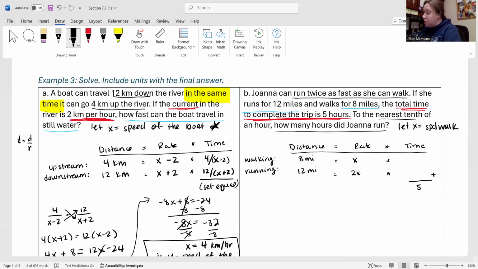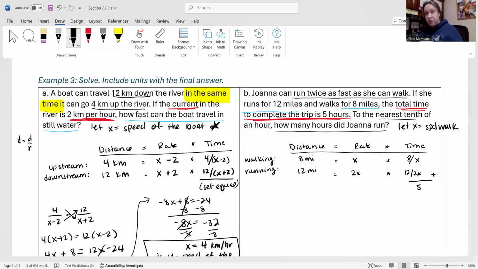So let's see here. Joanna can go 8 miles at a rate of x miles per hour. So her time is going to be distance divided by rate. We know she can go 12 miles at 2x miles per hour. So that's going to be 12 divided by 2x.